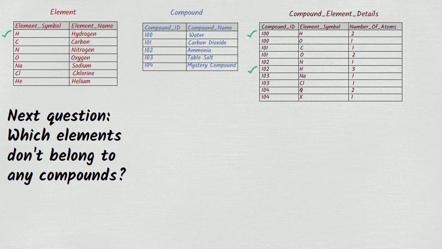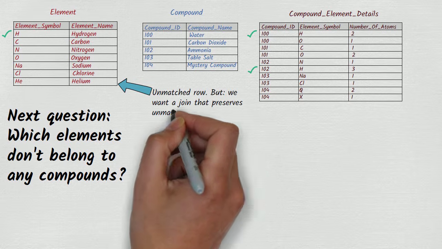Unfortunately, this kind of matching isn't yet sufficient to help us to answer our question. Remember, our question was which elements don't belong to any compounds. So the successfully glued together rows, signifying elements that do belong to compounds, are of no interest to us. We need to carry out our matching in such a way that even if an element row fails to match any compound element details rows, we still bring it into our join results.